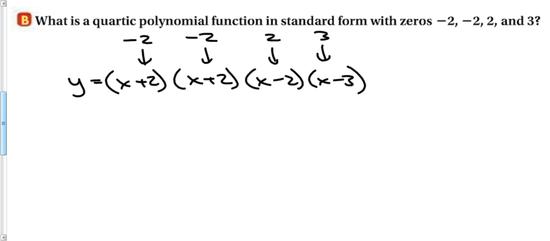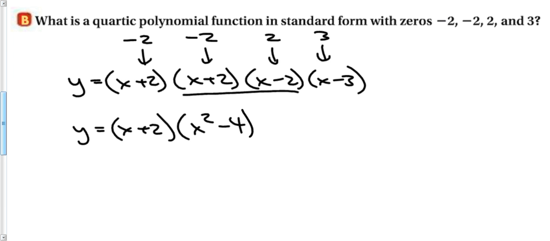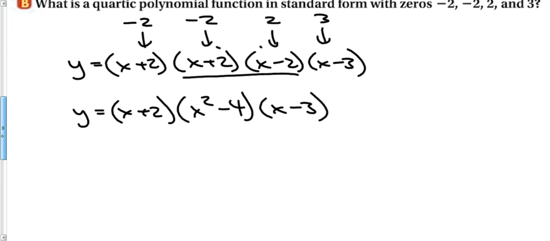Now, unfortunately, it is not in standard form again, so I'm going to have to multiply these out. From the previous problem, you should recognize that. So I can easily multiply those two together to give me x plus 2, x squared minus 4, which is those two factors multiplied together, and x minus 3. Okay, so now we have a couple choices. We can multiply however we want to do this. I'm going to multiply the first two together and then multiply it by the third one.